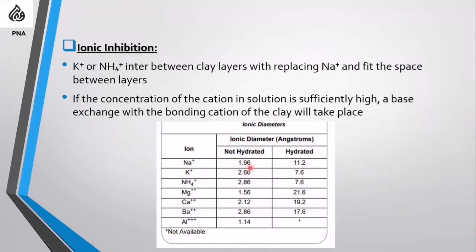Here we have the ionic diameters of the ions. We see the sodium ion before hydration is 1.96 angstrom, and after hydration it's 11.2. You see the hydration is too much, from 1.96 to 11.2. But potassium is just 2.66, and after hydration it is only 7.6. Ammonium is also 2.86, and after hydration it is the same as potassium.